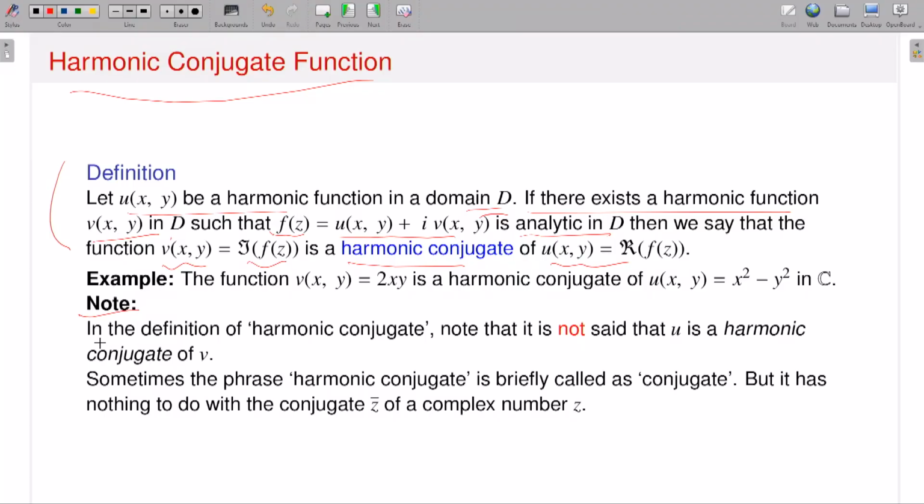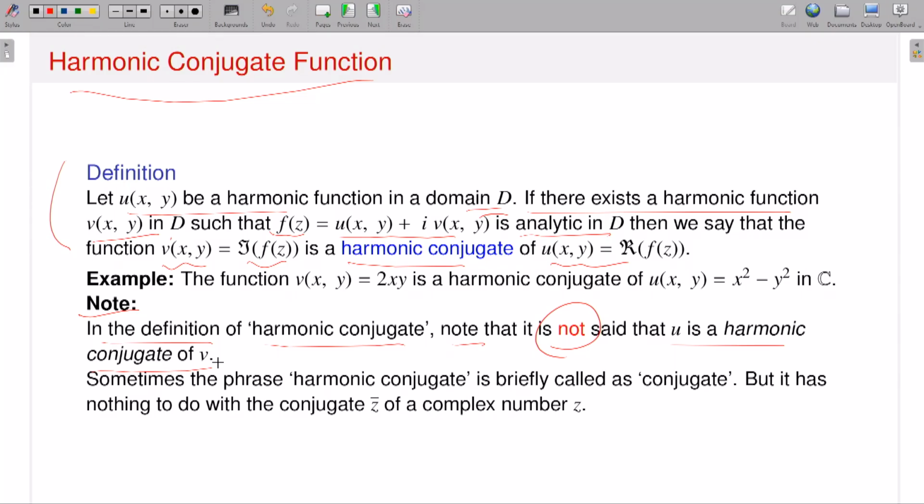I am saying that starting with u, if there is a harmonic function v such that u plus iv, this position is very important, first u plus i times v, is an analytic function, then I am saying that v is a harmonic conjugate of u. Okay, so that's why I have written a note. Please see, in the definition of harmonic conjugate, note that it is not said u is a harmonic conjugate of v. Rather, I am saying that v is a harmonic conjugate of u. Or maybe you can say that u has a harmonic conjugate. Okay, so that's how you can think.